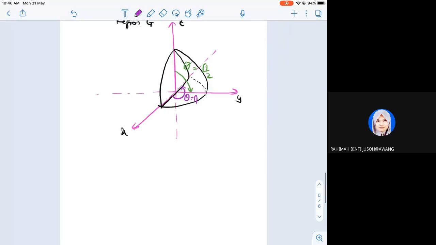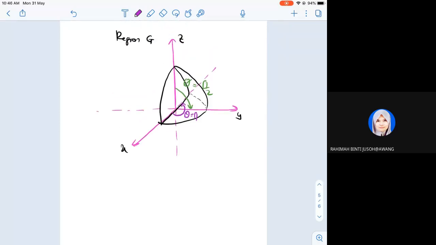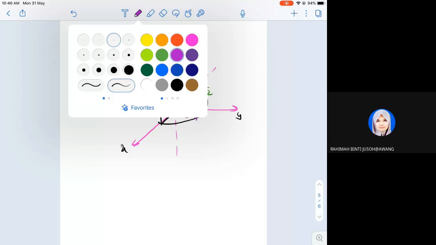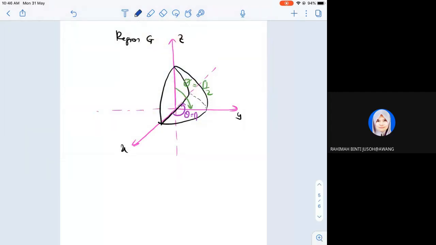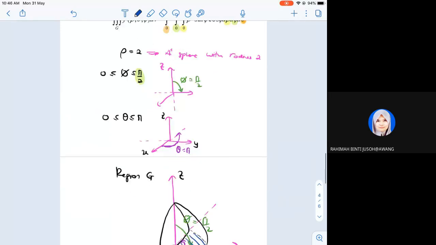Alright. So now, this is region G lah. Okay, so kalau you see from above, what shape can you have if you see from above? We can have this semicircle kan? Okay. So the base is actually your region R lah. Alright, so now let us proceed with the integration.